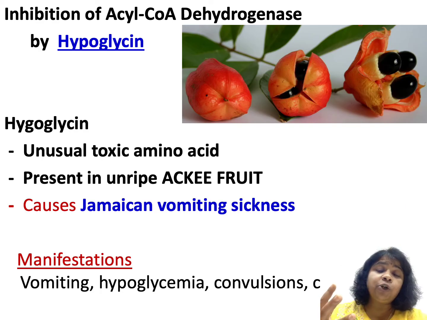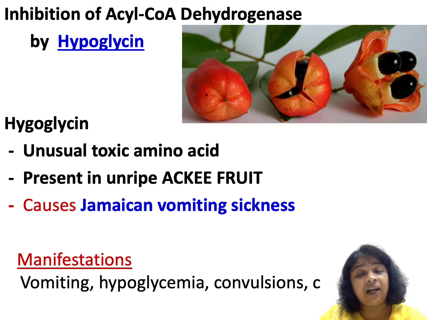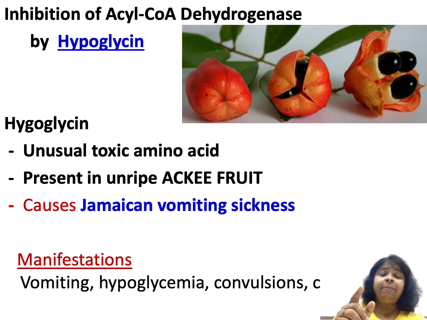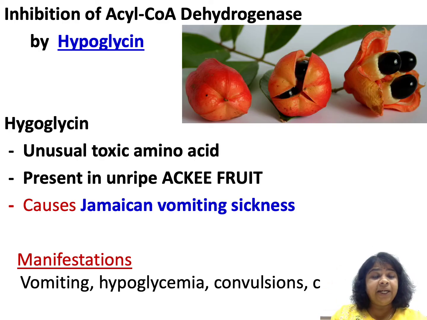So, if a person consumes large quantities of these unripe ackee fruits, then they end up with Jamaican vomiting sickness. So, manifestations here will be vomiting, hypoglycemia, which will lead to seizures. Seizures because glucose stores are depleted, and the brain will depend either on glucose or on ketone bodies. Now, there is no glucose and ketone bodies are not being formed because beta oxidation is affected. So, the brain gets affected, and convulsions can lead to coma and death also.